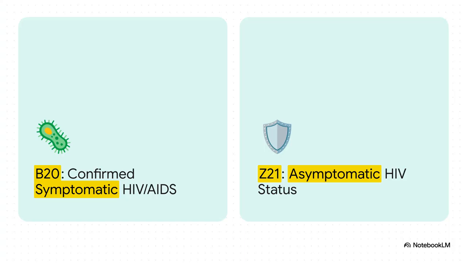Identifying the exact status of an infectious disease can literally make or break your code selection. A huge exam trap here is HIV sequencing, so you really have to lock this in. B20 takes priority, and it's sequenced first if a patient is being treated for an HIV-related illness, but if they're simply HIV positive and totally asymptomatic, Z21 is your only correct choice. And if the lab tests come back inconclusive, you just default to R75.